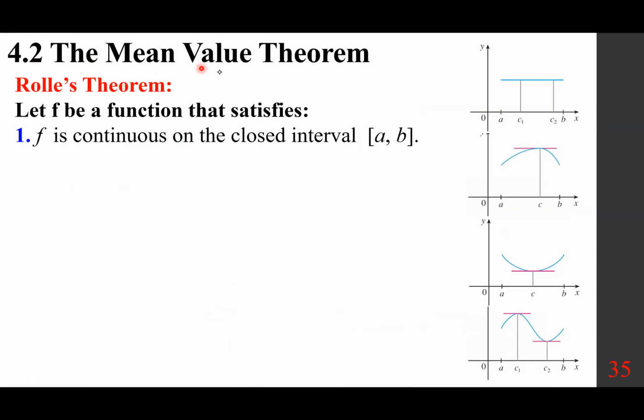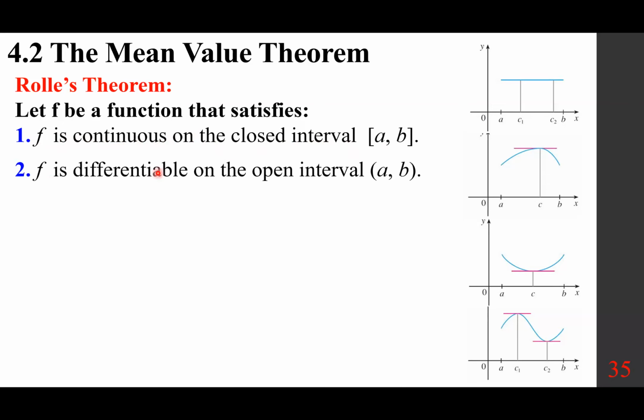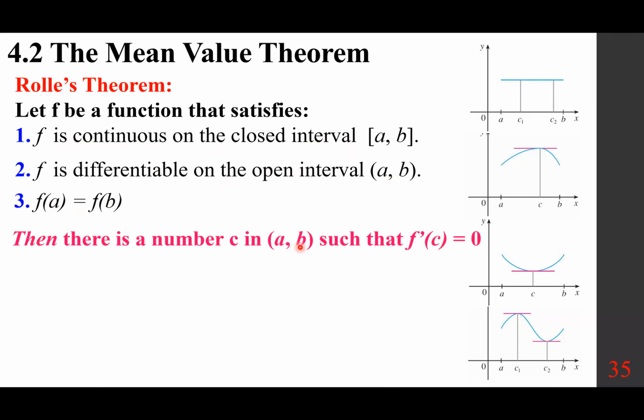Section 4.2, the mean value theorem. We're going to start with Rolle's theorem. Let f be a function that satisfies the following. Number one, f is continuous on the closed interval of a to b. Number two, f is differentiable on the open interval of a to b. Number three, f of a equals f of b. If so, then there is a number c between a and b such that f prime of c equals 0.